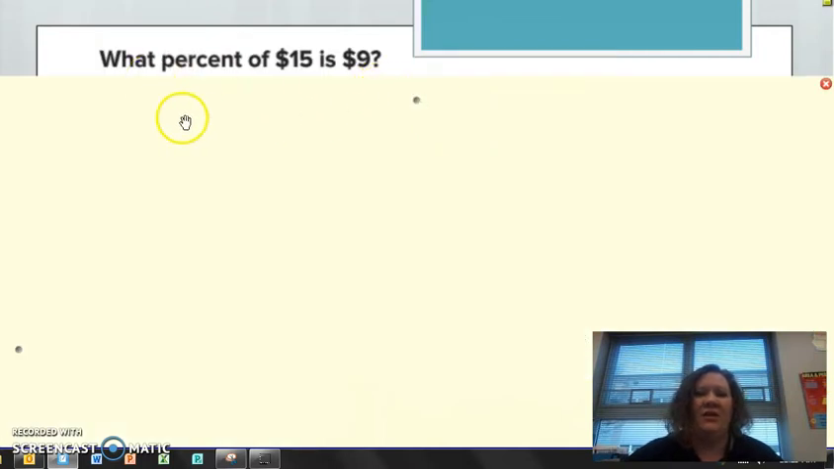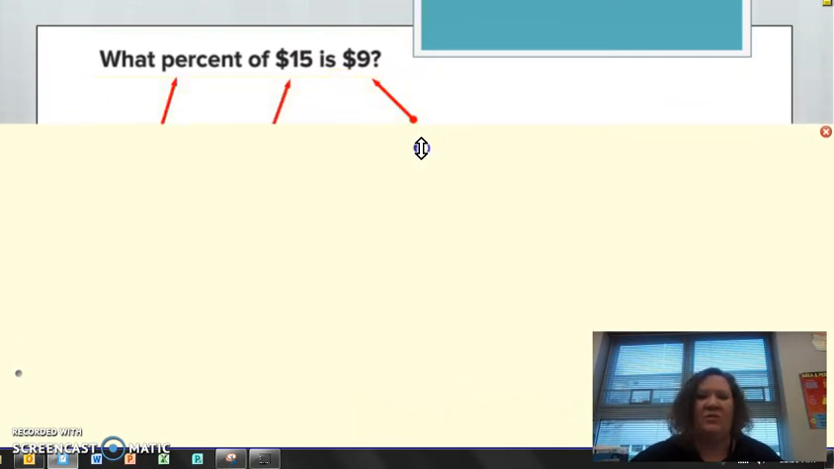Now here's another example. In this case, it's saying what percent of 15 is 9. We're missing the percent, so that is what is going to have the variable. The variable will be over 100. The of, as I said before, represents the whole amount. The is represents the part. Or you can remember the is over of equals percent over 100.